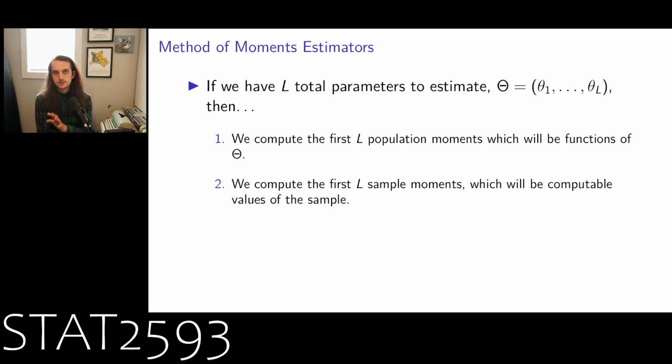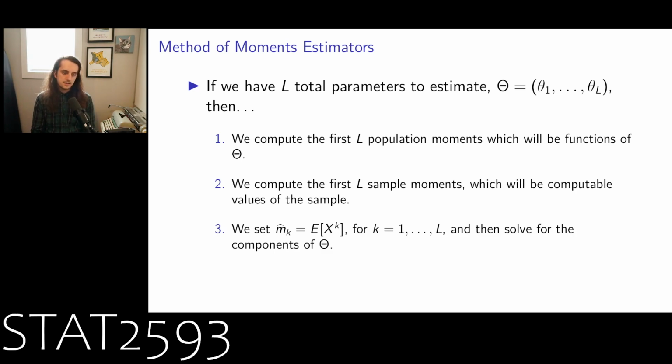Once we've computed the L population moments, we're going to compute the first L sample moments. Because we have some sample, these are all going to be computable on that sample. Then we're just going to set m hat k equal to the expected value of x to the k for all of the k from 1 to L. This gives us a system of equations, right? There's going to be L equations, we have L unknowns, and so assuming that this system of equations is actually solvable, we can then solve for the parameters theta.